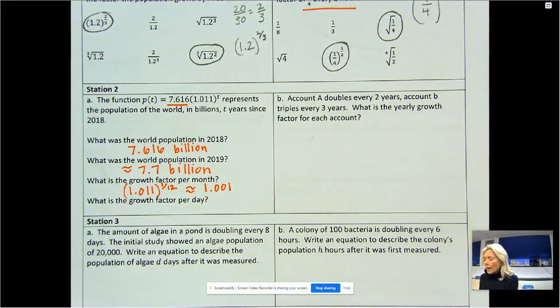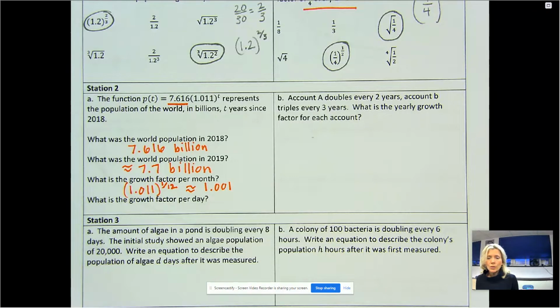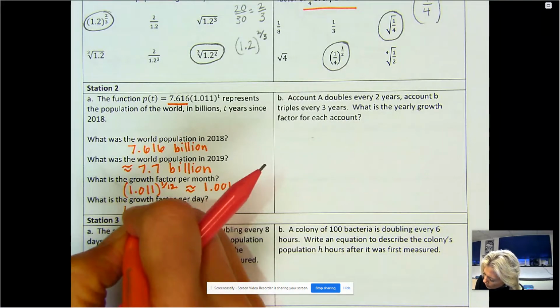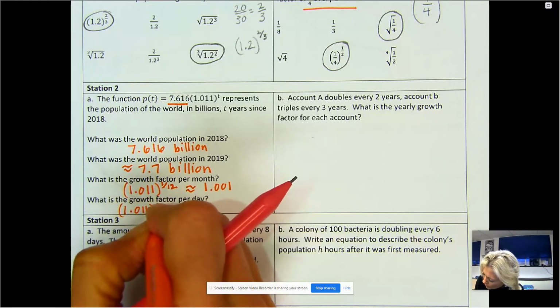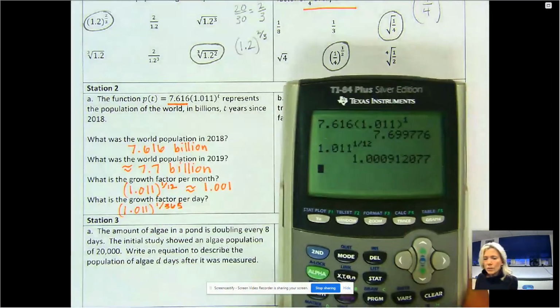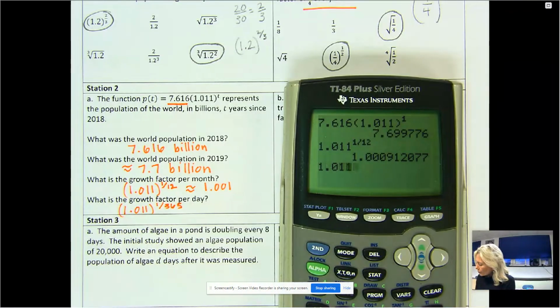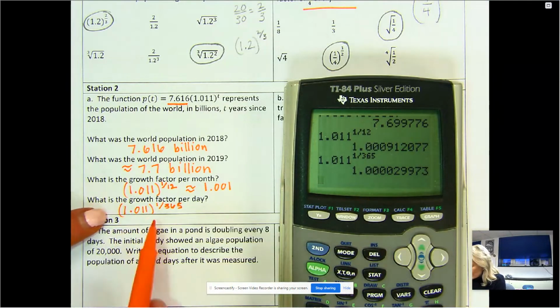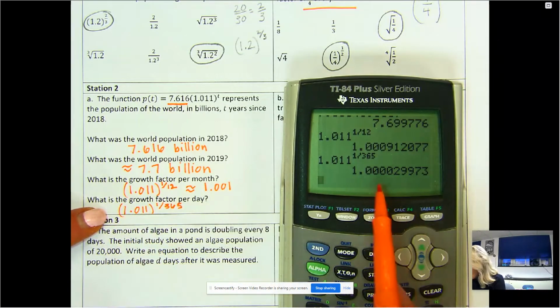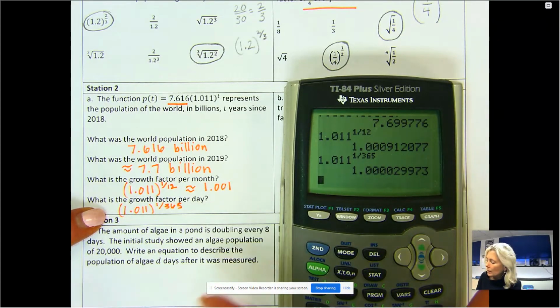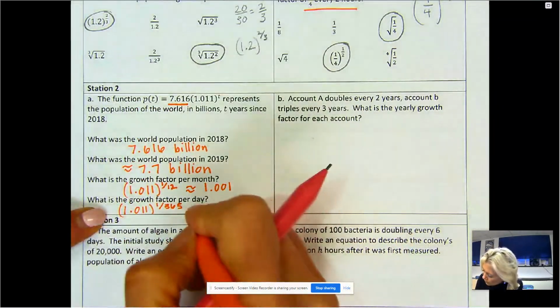And then per day, so there's 365 days in a year. So 1 day, 1.011 to the 1/365. Again, you could leave your answer like that. So I would want to maybe leave my answer like this. There's 4 zeros before we would round that 2 up to a 3. So either way is fine.